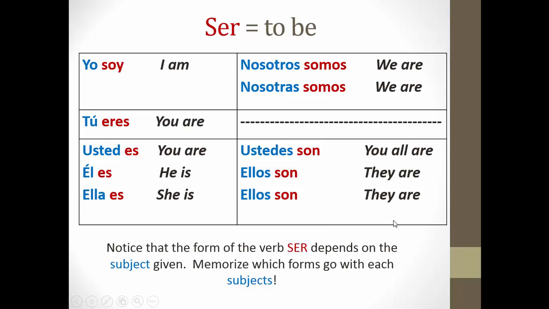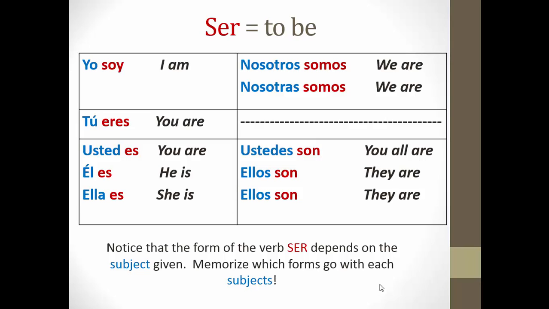All right, notice that the form of the verb ser depends on the subject given. So for example, if you have ellos as your subject, you need to use the form of the verb ser. It needs to be son. Okay, if yo is your subject, then you're changing ser to soy, I am. Memorize which forms go with each subject as soon as possible. Okay, pause the video at this time and complete part B of your note guide.